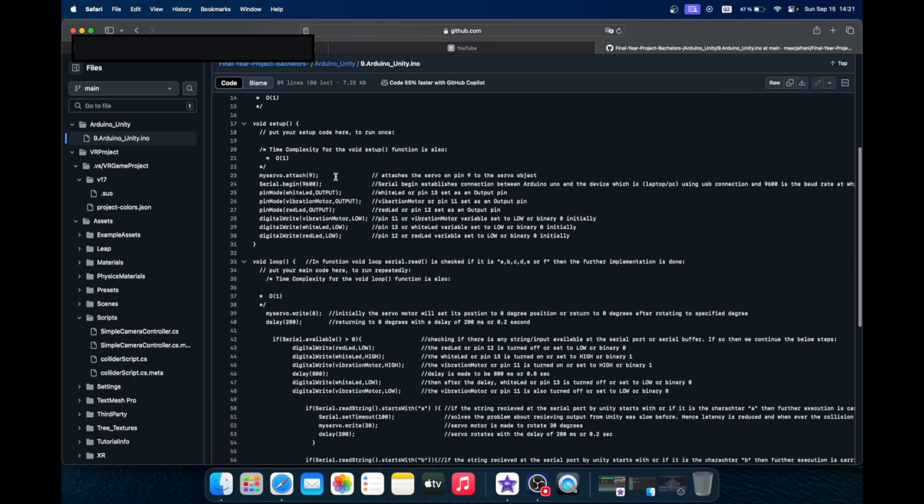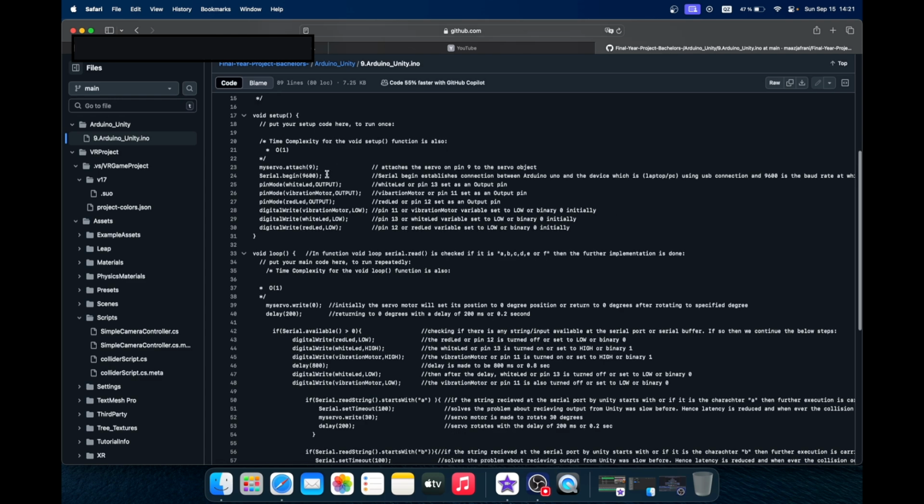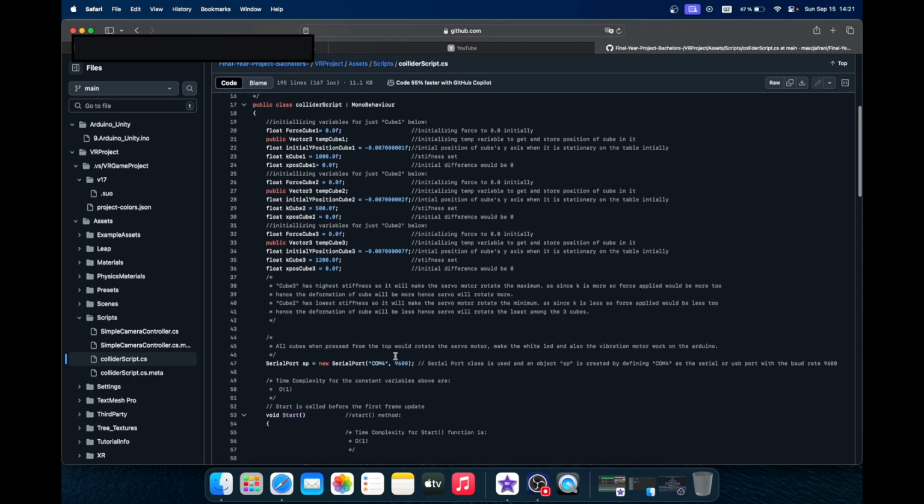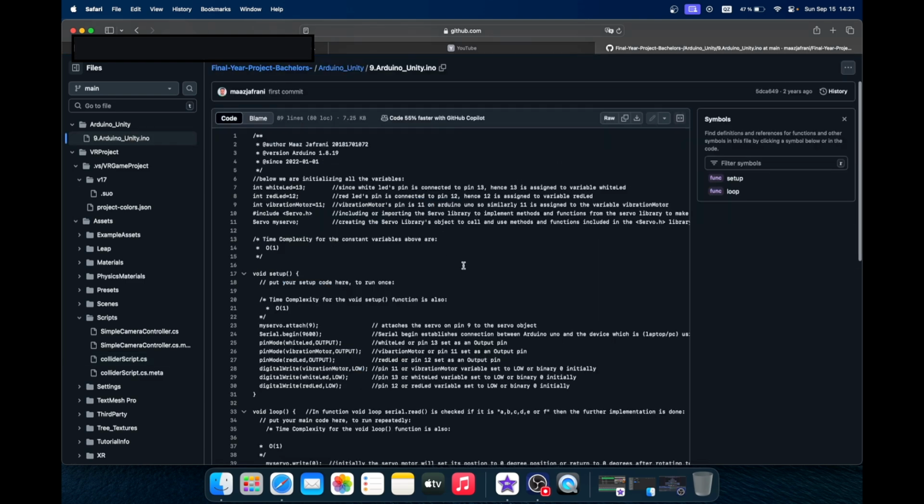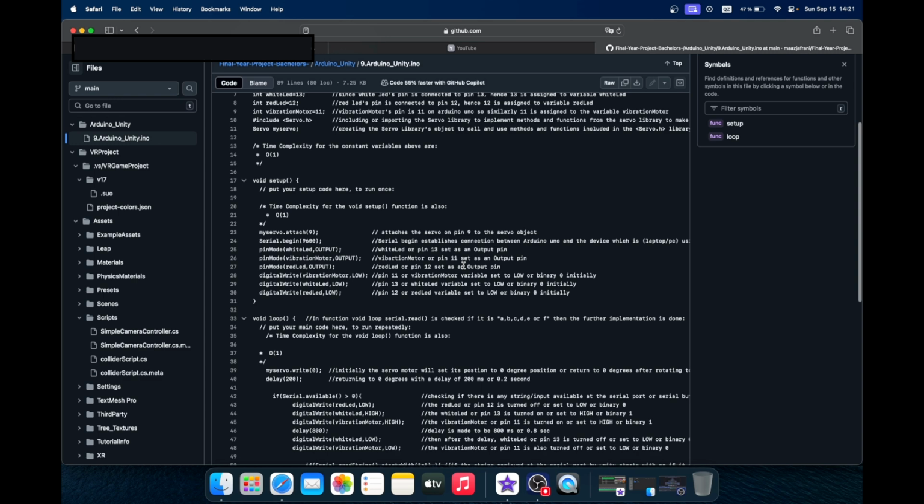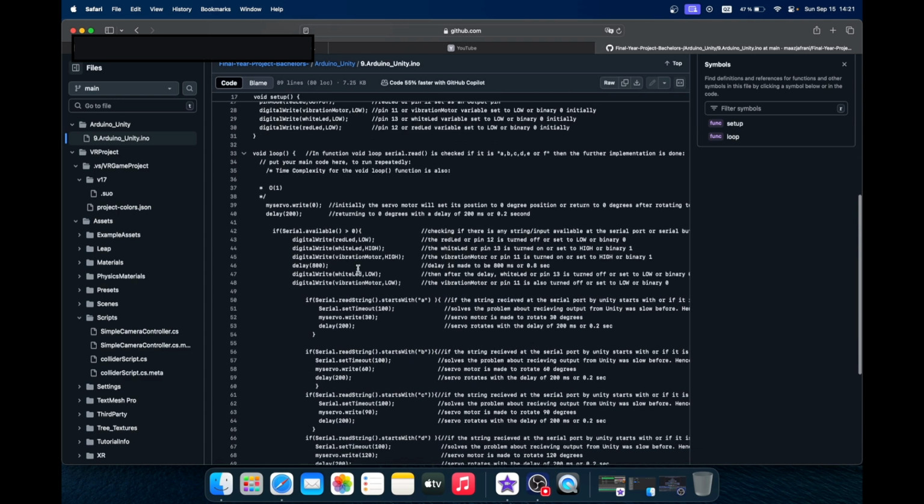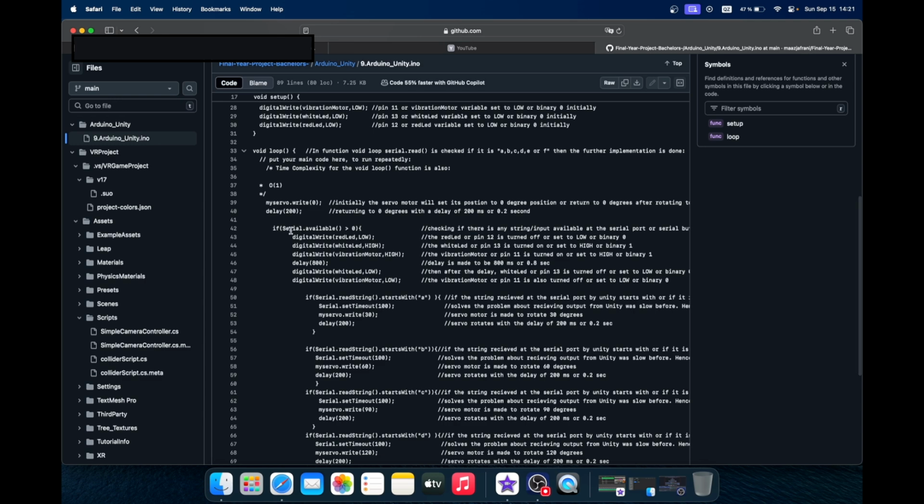And then I was attaching my servo. I began the baud rate again at 9600. The baud rate should be the same in Unity and over here also, otherwise it won't be synchronized. And I initialize everything, and then what it will do over here is, after we send the signal from Unity to the port, this Arduino code will check if the serial is available. So it will check if the number of characters received is greater than 0.